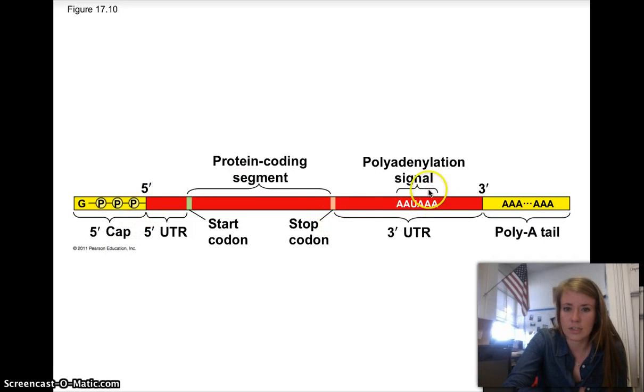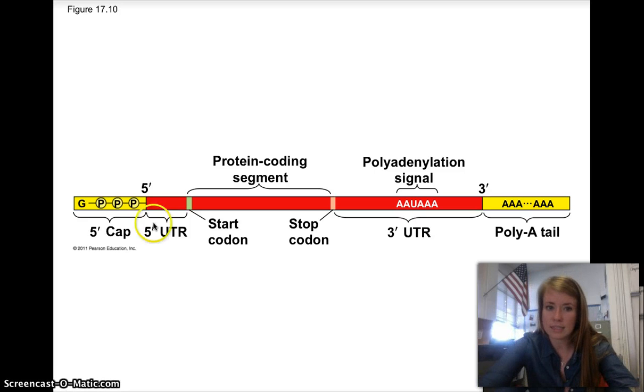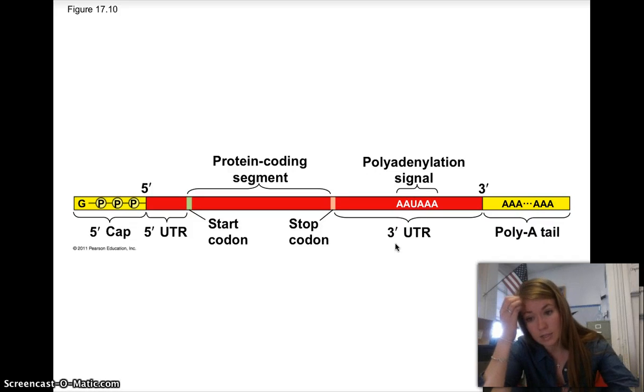And then here's the polyadenylation signal, AAUAA. And then you can see there's this 5' UTR and the 3' UTR, which are around the protein coding segment. UTR means untranslated region. So when these get to the ribosome during translation, the 5' UTR and the 3' UTR are not going to be translated.